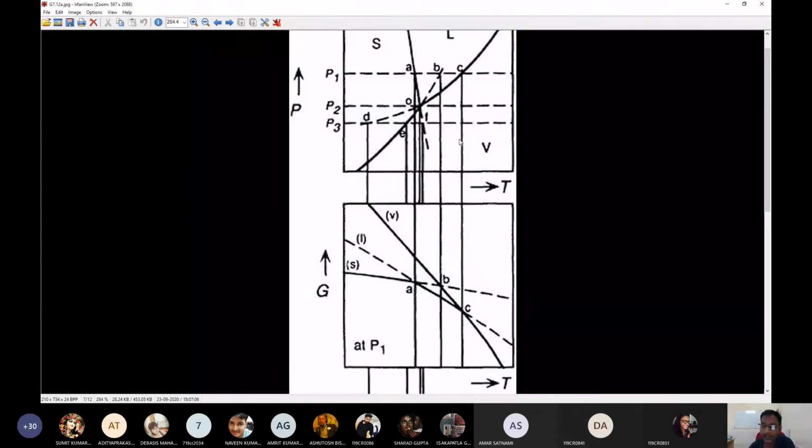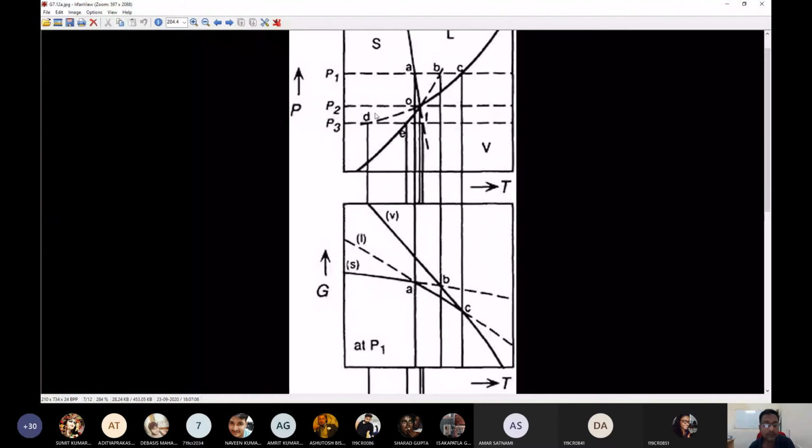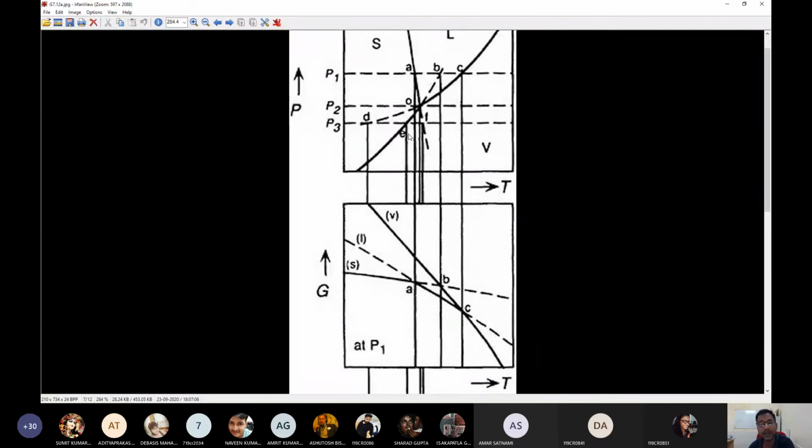Likewise, you can draw another simple diagram at constant pressure P3, and see how the free energy of each of these phases will change in a constant pressure and changing temperature environment.